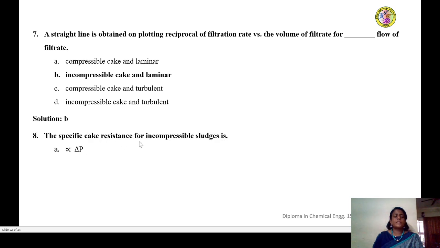The specific cake resistance for compressible sludges is proportional to delta P, the pressure drop, proportional to 1 by pressure drop, proportional to square root of pressure drop, independent of pressure drop. So cake resistance is not depending upon the pressure drop across the cake. So it is independent of the delta P. So accordingly the answer is option D.